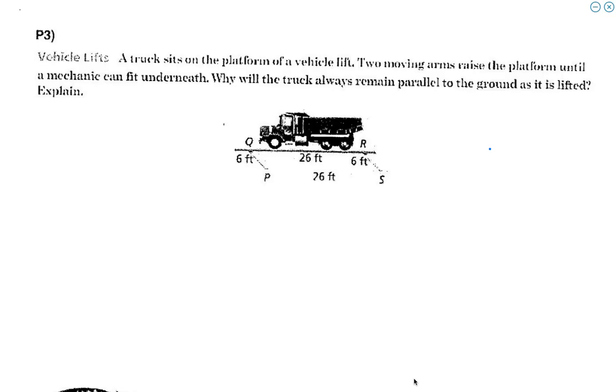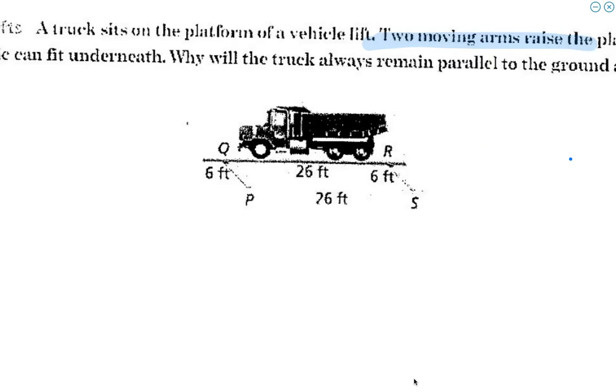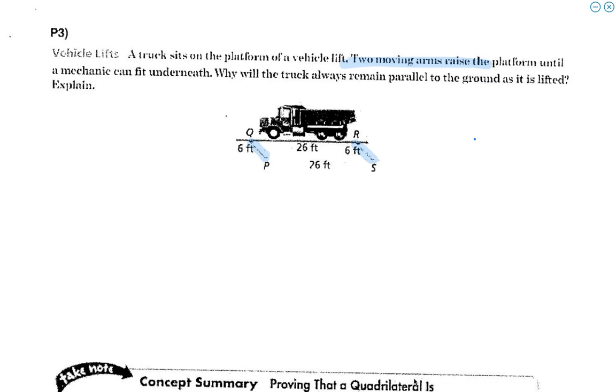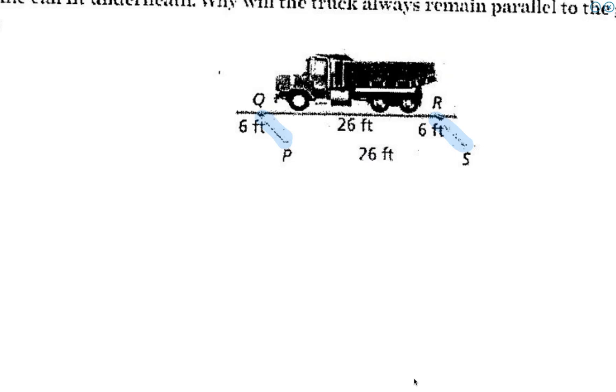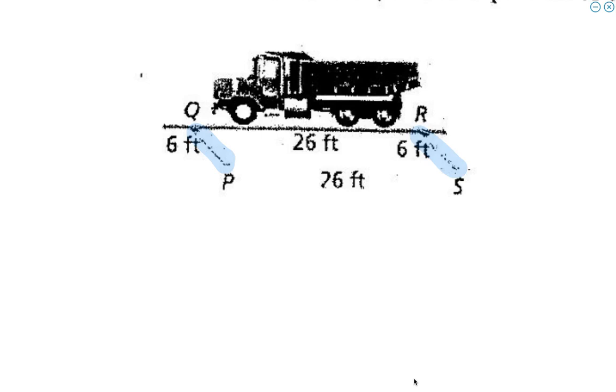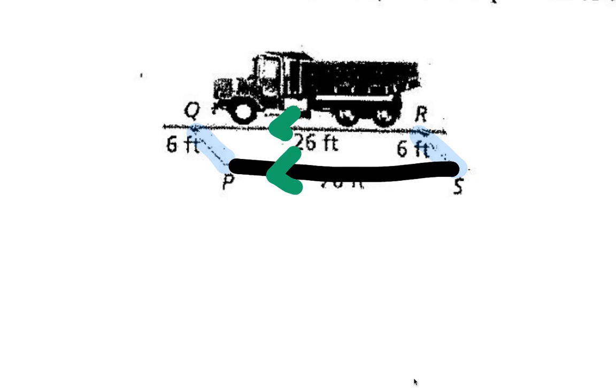All right, a truck sits on the platform of a vehicle lift. Two moving arms raise the platform until a mechanic can fit underneath. Why will the truck always remain parallel to the ground as it's lifted? So they want to know why is it safe to say that the truck and the ground will always be parallel.